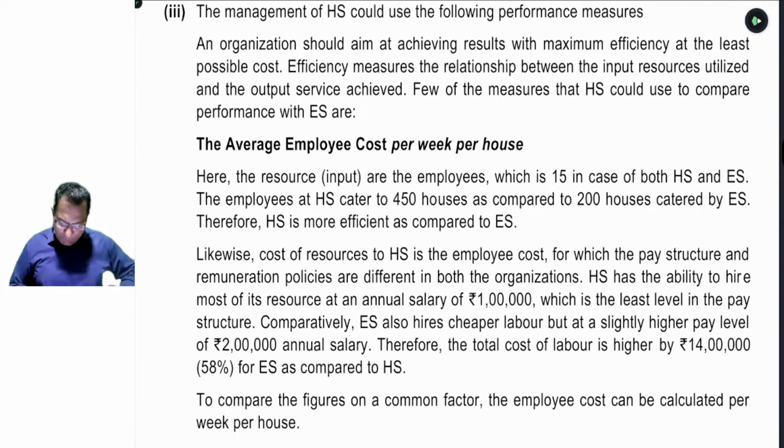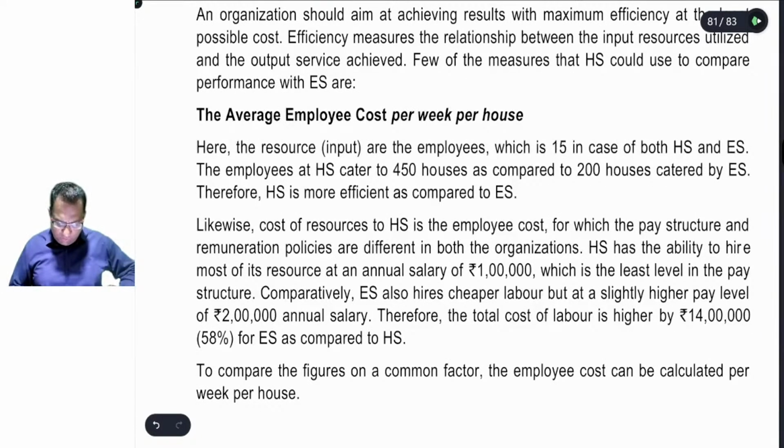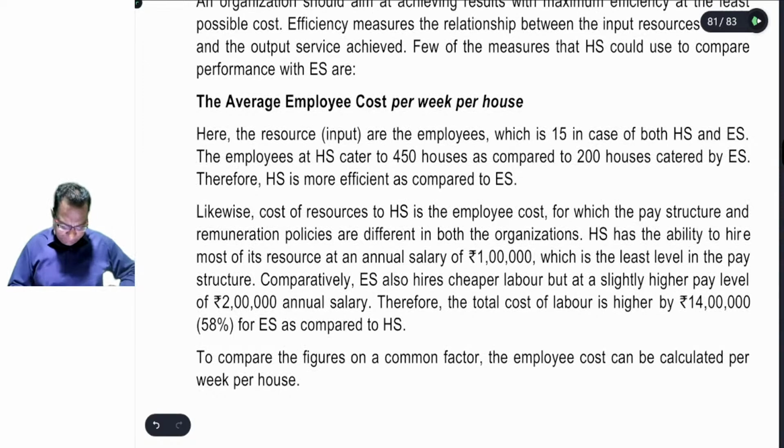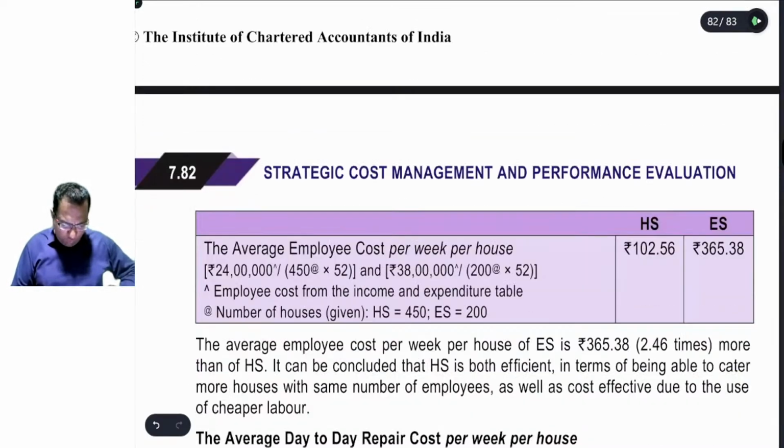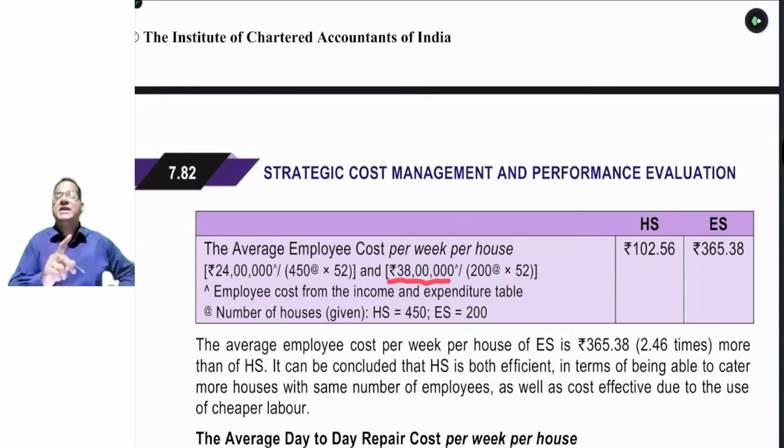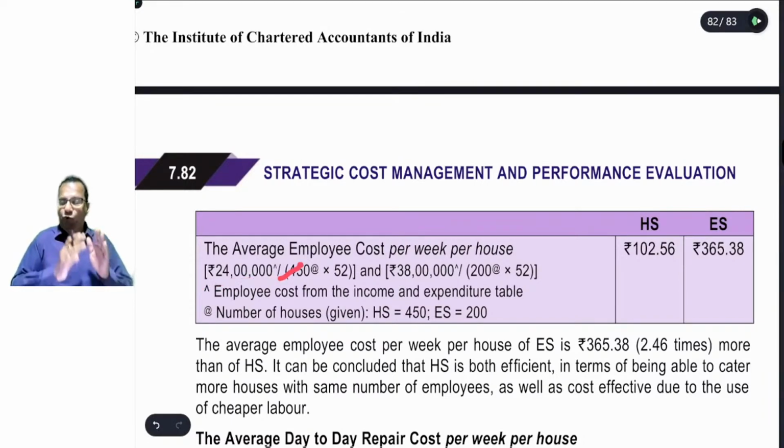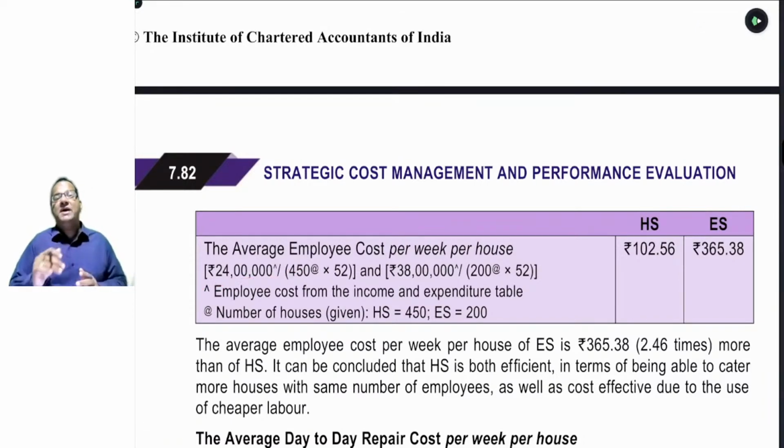यहां पे हम जो सैलरी दे रहे हैं, टोटल कॉस्ट ऑफ सैलरी इज 24 lakh of ours, while the competitor is paying 38 lakh rupees of salary. For 24 lakh rupees हम सैलरी दे रहे हैं, divided by 450 houses multiplied by 52. Now the question arises, why have we multiplied it by 52?